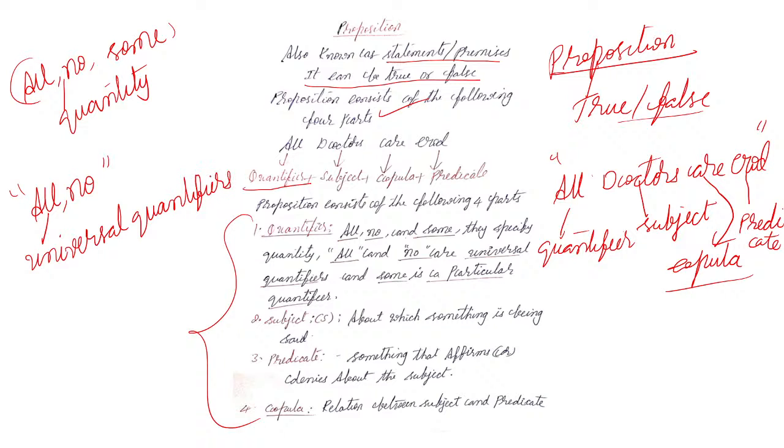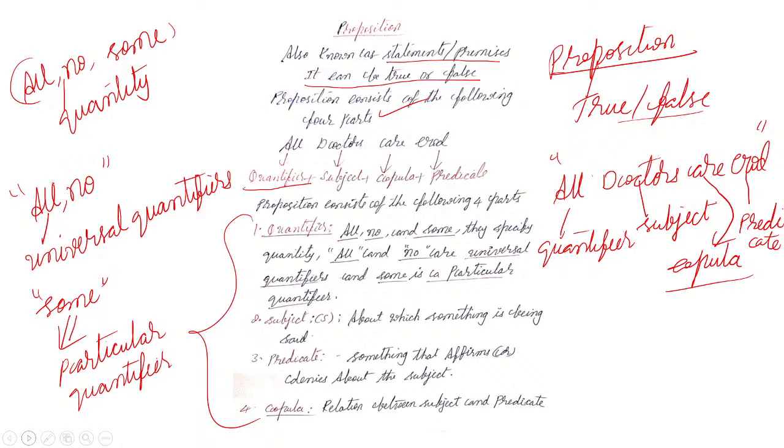These are called universal quantifiers, and some is a particular quantifier. These are very important in the square of opposition. All and no are universal quantifiers and some is a particular quantifier. Next, this is all about quantifiers.